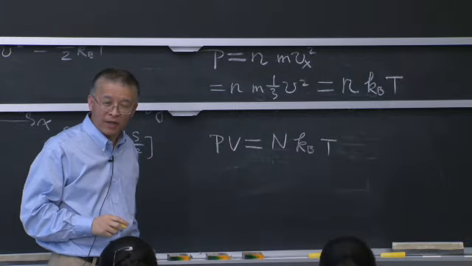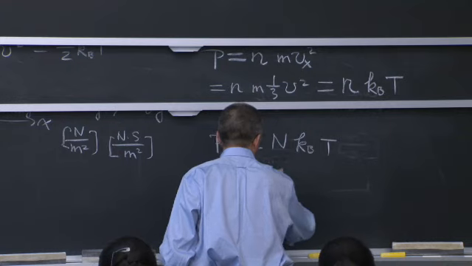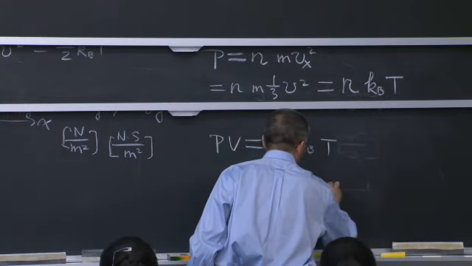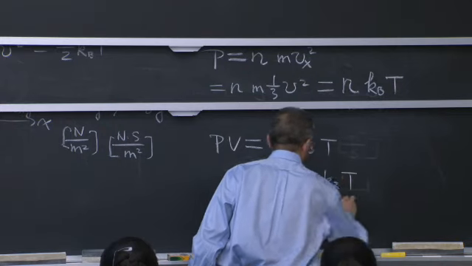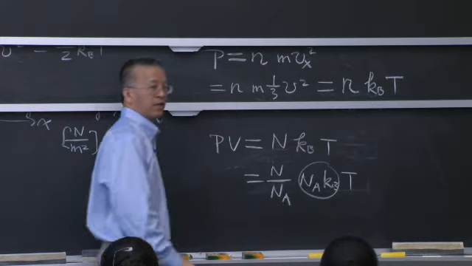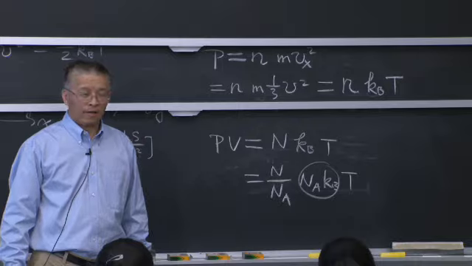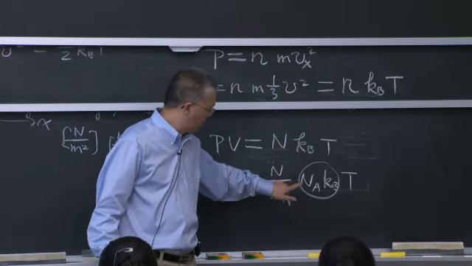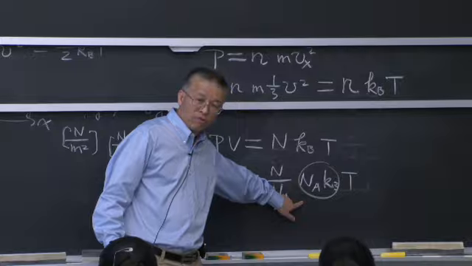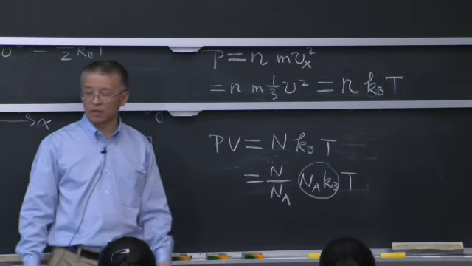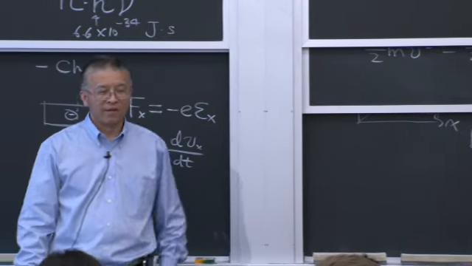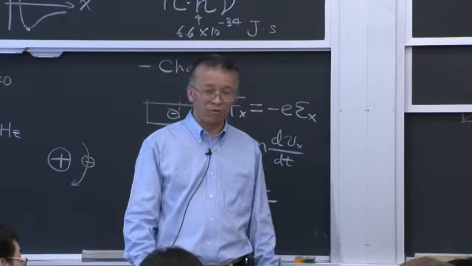Doesn't look like R yet. So I do N divided by NA, Avogadro constant, times NA kB. And this is your R, that's your universal gas constant. And this is your mole number. Mole number times R, universal gas constant, times T: PV equals nRT. Right? Ideal gas law. Hand-waving, I'm not doing it rigorously, of course.